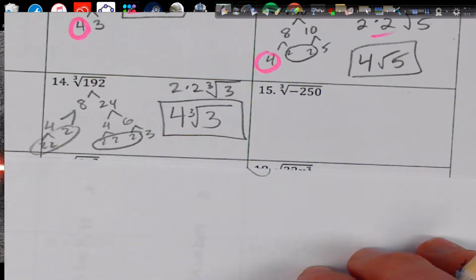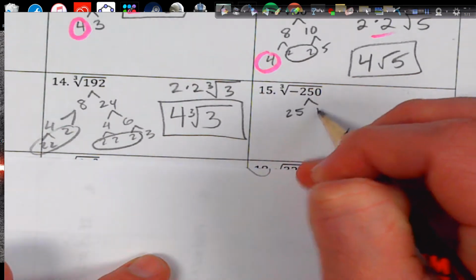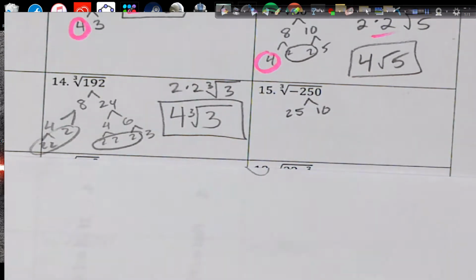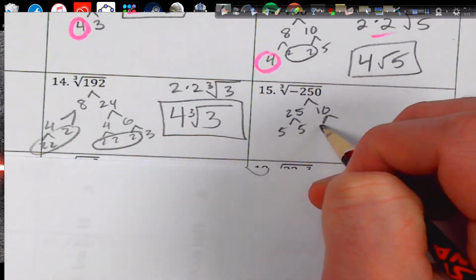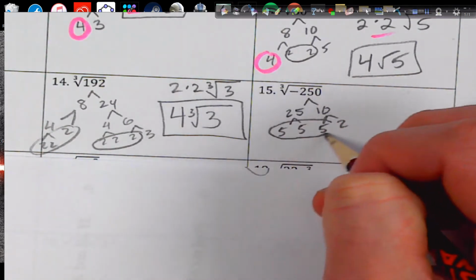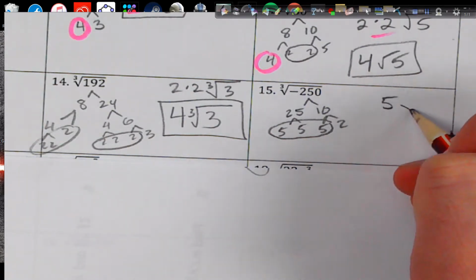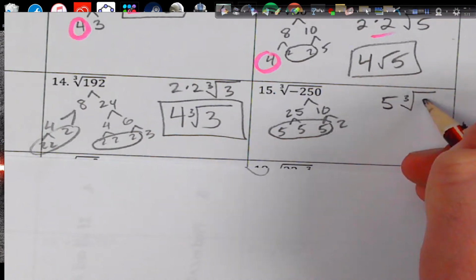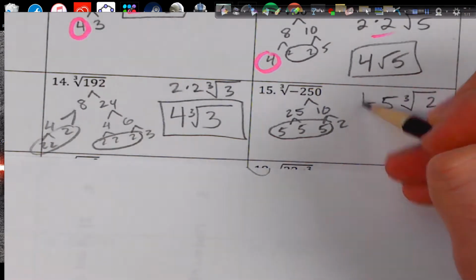All right, here we go. Here's a tough one. 250. Well, I know 25 and 10 are going to work. And the reason why I'm excited about that is because I know that this is 5 and 5, and this is 5 and 2, which gives me 3 5s. So I'm going to pull a 5 out, and I'm left with a 2 on the inside. Okay? But now this whole thing is negative because it's a negative 5 that we're taking out. Okay? The negative will come out of this.